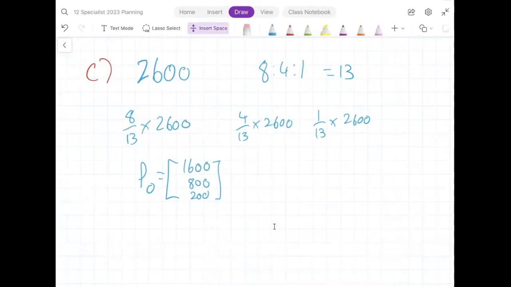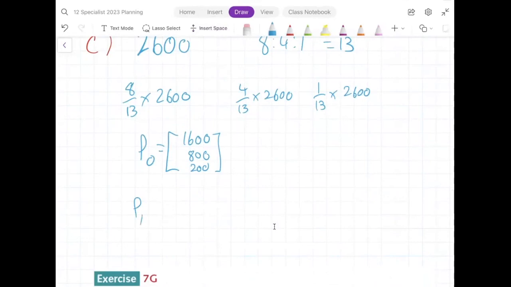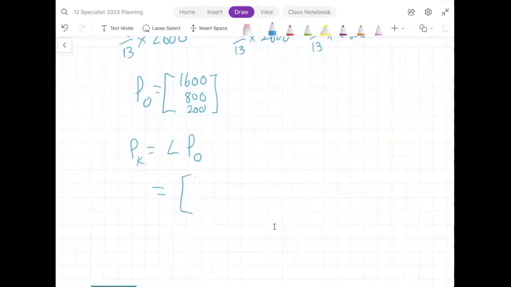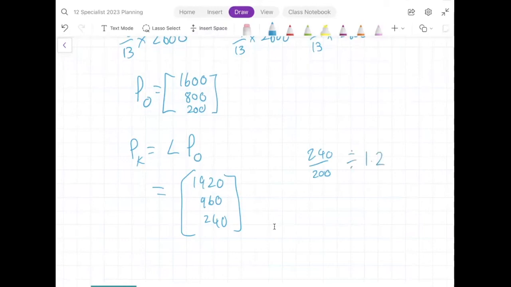So if I do P of K in this case, is equal to L multiplied by P0. If I use my calculator, this will give me 1920, 960, and 240. So this is my new population size. If I now do my division like I did before, if I divide 240 by 200, and I keep doing that across, I'm going to get approximately 1.2 again. So 240 divided by 200, it's going to be 960 divided by 800. It's going to be 1920 divided by 1600, will all equal 1.2.